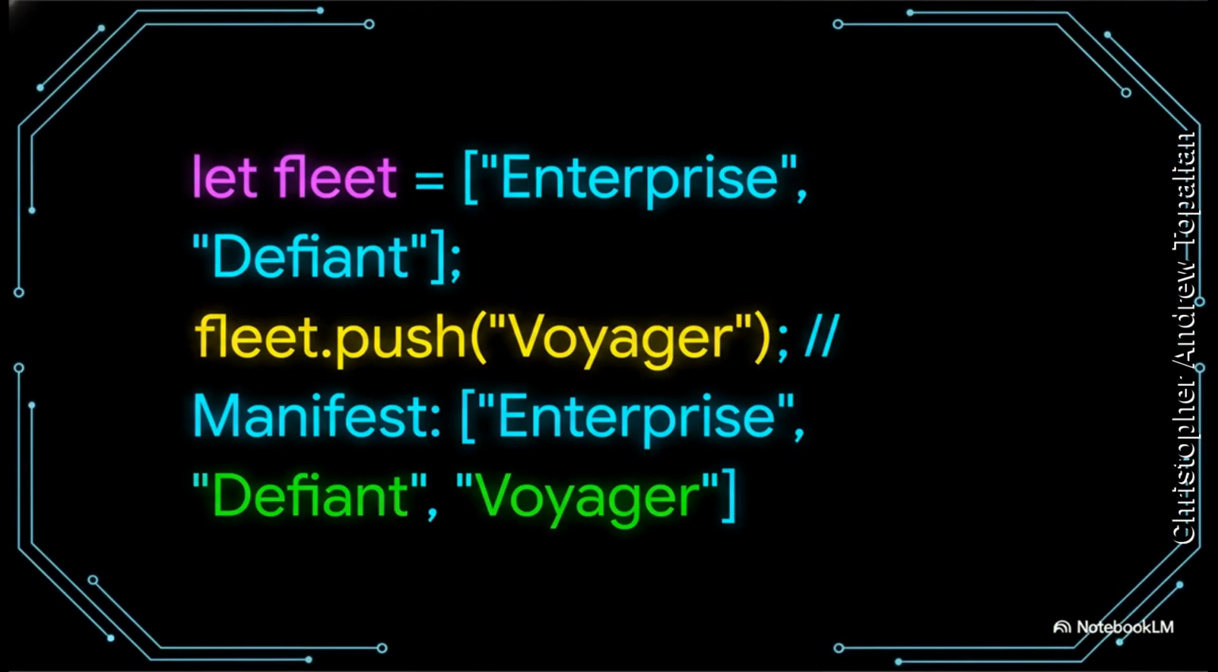Let's see this in action, because code speaks louder than words, right? Okay, so we start with our fleet array. You can see we've got the Enterprise and Defiant. Then we give the command fleet.push Voyager. And look at the result. The new manifest shows Voyager has been added, taking its proper spot right at the end of the formation.